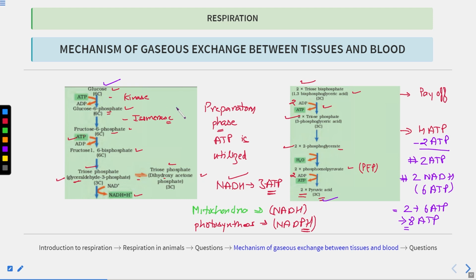In the preparatory phase, 2 molecules of ATP are utilized, and during the payoff phase, 4 molecules of ATP are synthesized. You also have to remember that in the mitochondria you use NADH, and during photosynthesis you use NADPH. So if I have said NADPH, you should use NADH instead in the case of mitochondria.